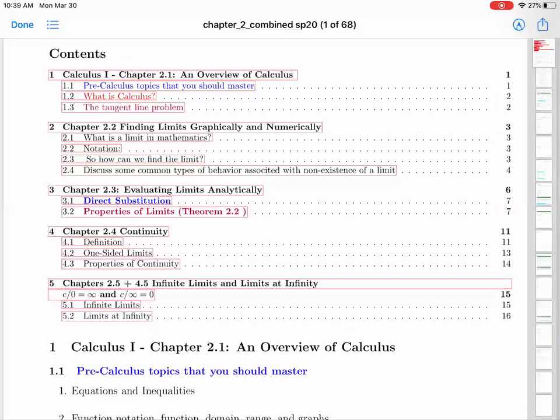This lecture will cover section 2.1 of chapter 2, an overview of calculus. First, we'll review some pre-calculus topics that we should have mastered before coming to this class. Second, we'll talk about the ideas of calculus. And then lastly, we will introduce the tangent line problem.